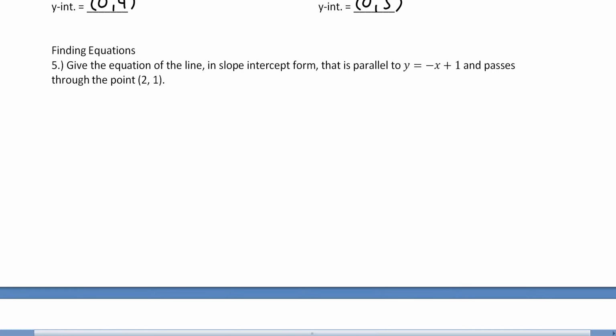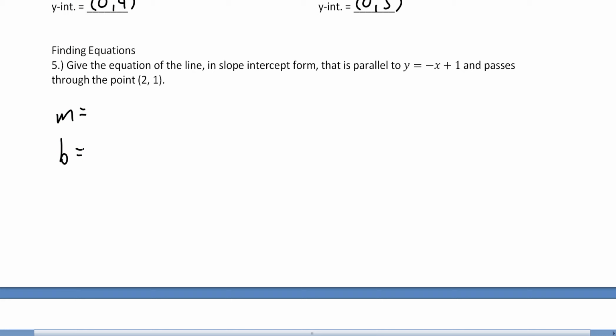Down here it says to give the equation of the line in slope-intercept form that's parallel to y equals a negative x plus 1 and passes through the point 2, 1. So again, if I want to write the equation in slope-intercept form, I'm going to go the route of y equals mx plus b. I'm going to find the slope, and then I'm going to find the y-intercept, and then I'm going to plug them in.